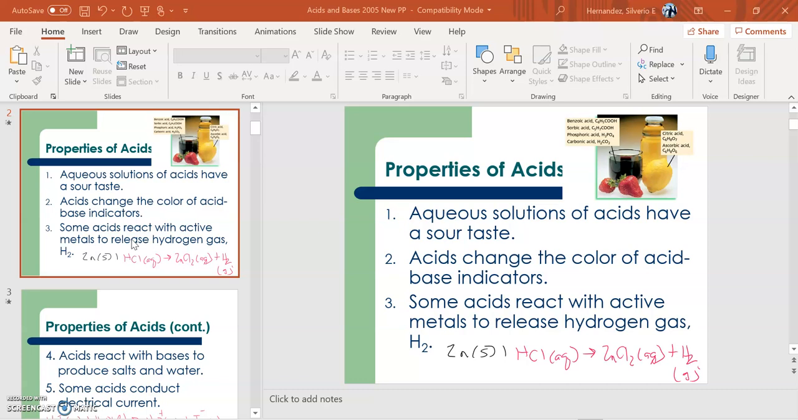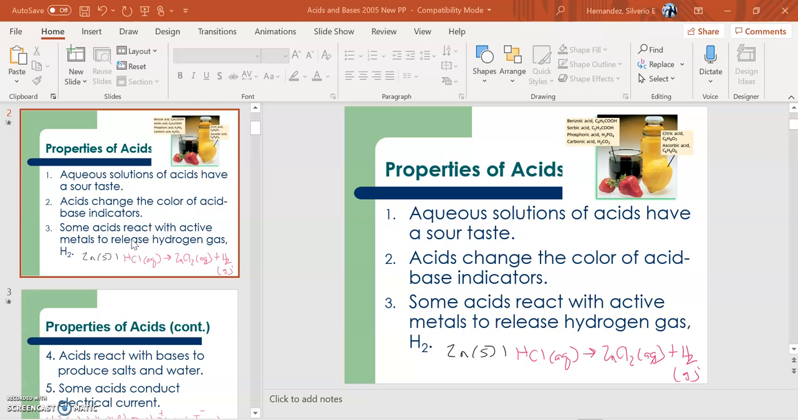Number two, acids change the color of an acid-base indicator. Specifically, acids will change the indicator into a red color. For example, litmus paper will change red if you dip it into an acid.